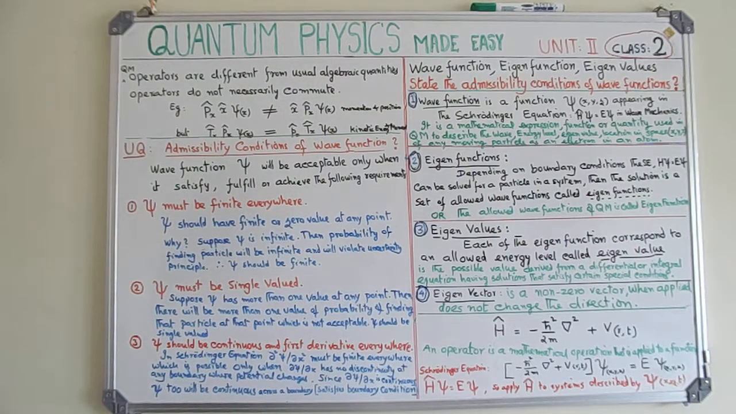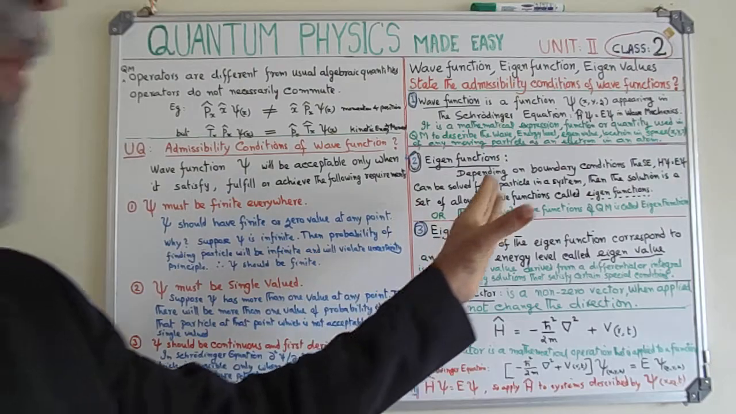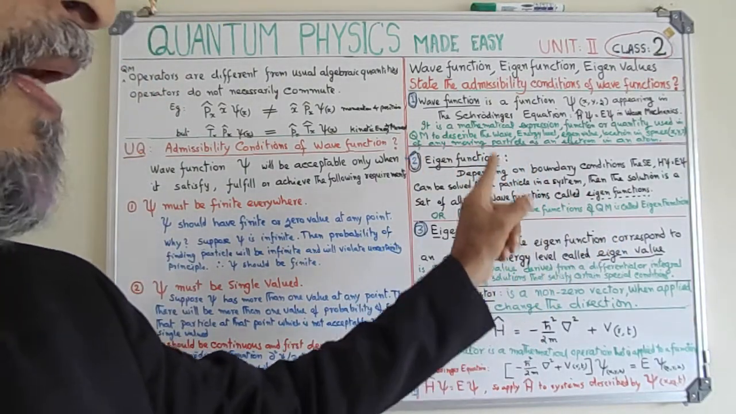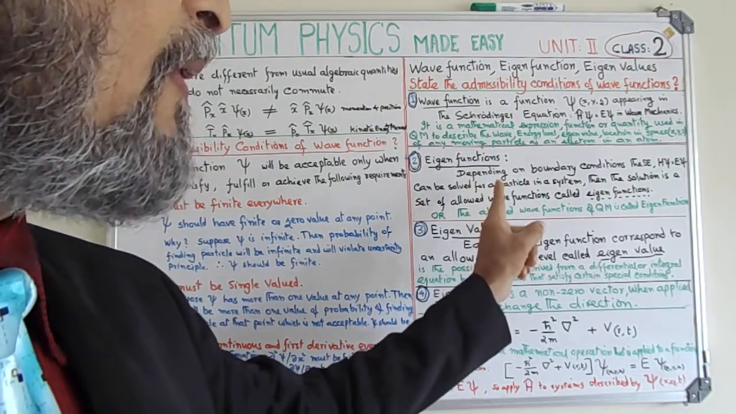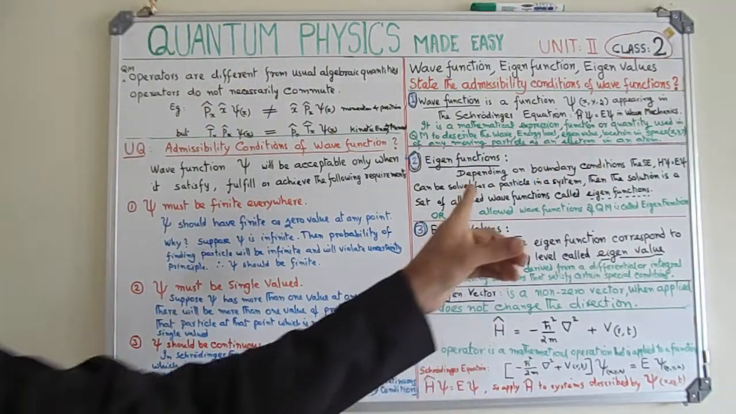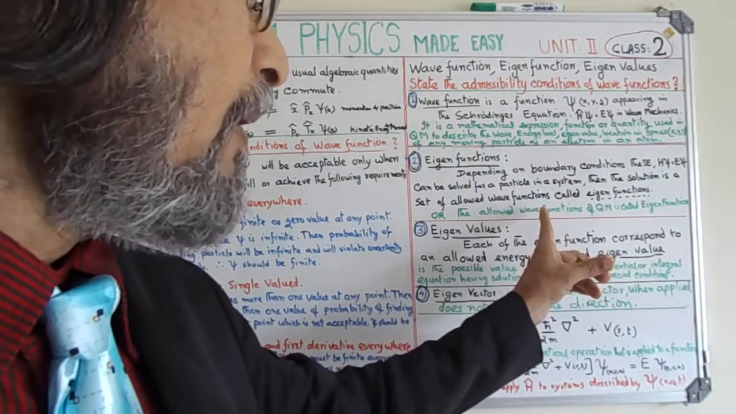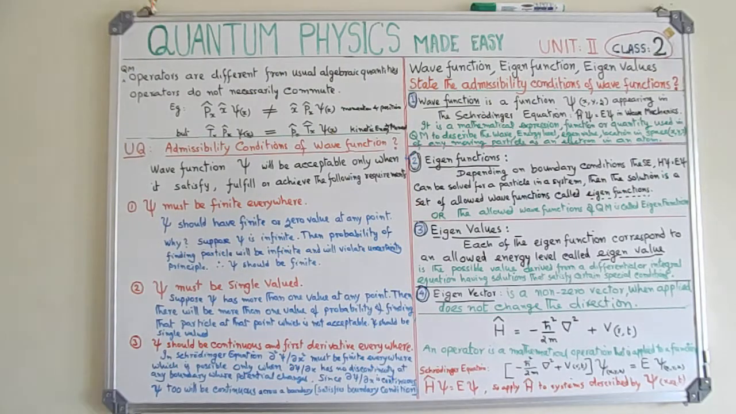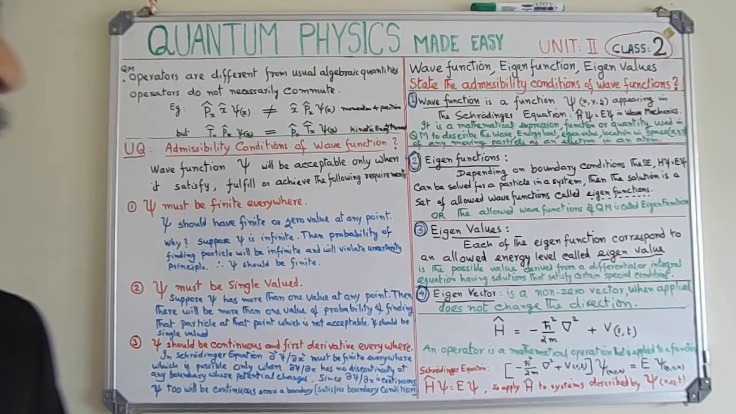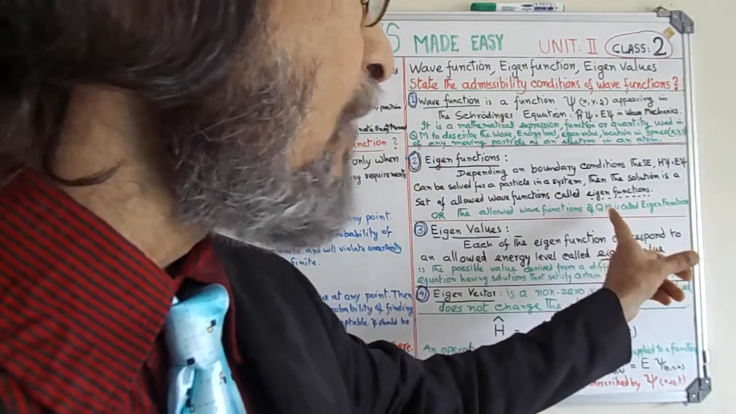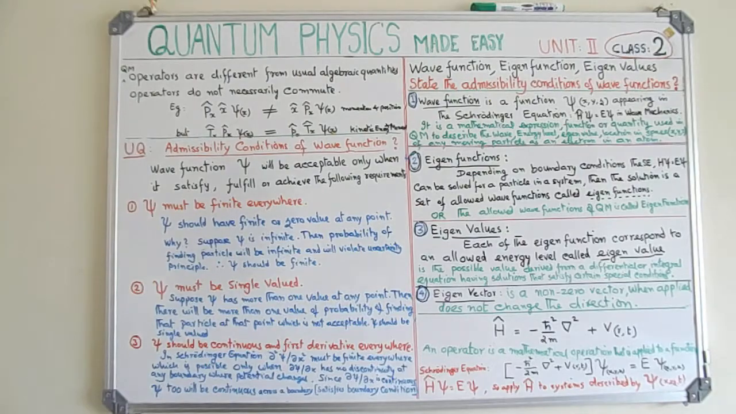That is more simple. The allowed wave functions: all wave functions are not allowed, only when a wave function satisfies the boundary condition will it be allowed or acceptable. Such a wave function in quantum mechanics is called an eigenfunction.